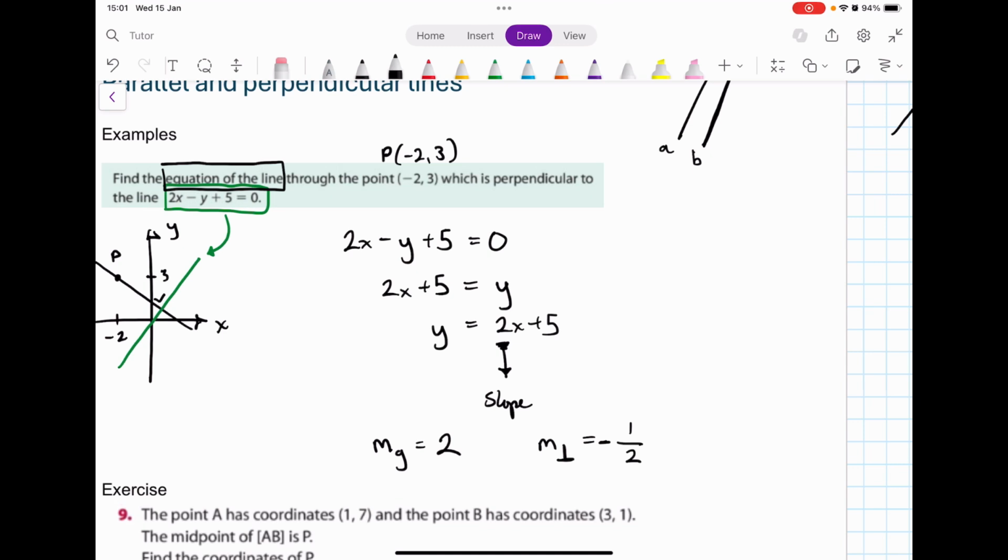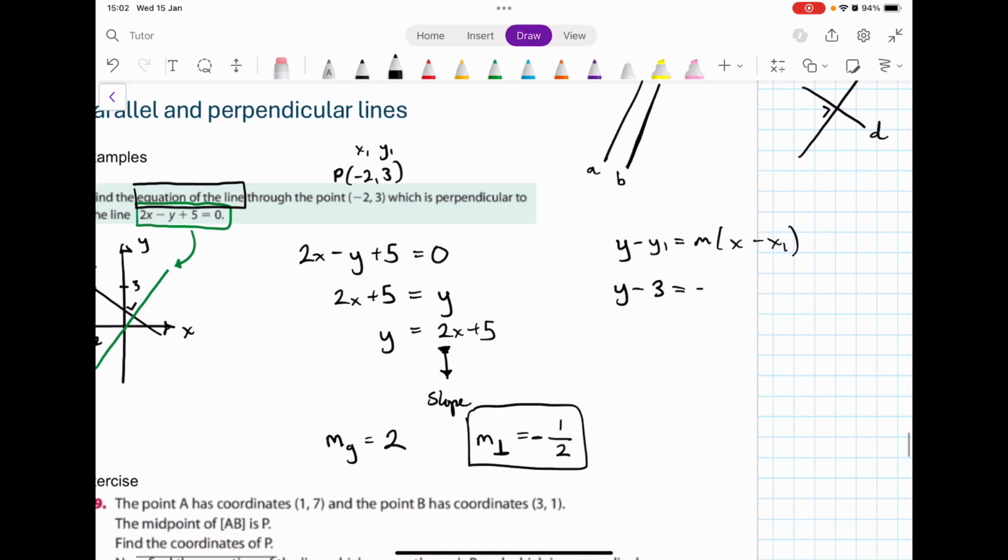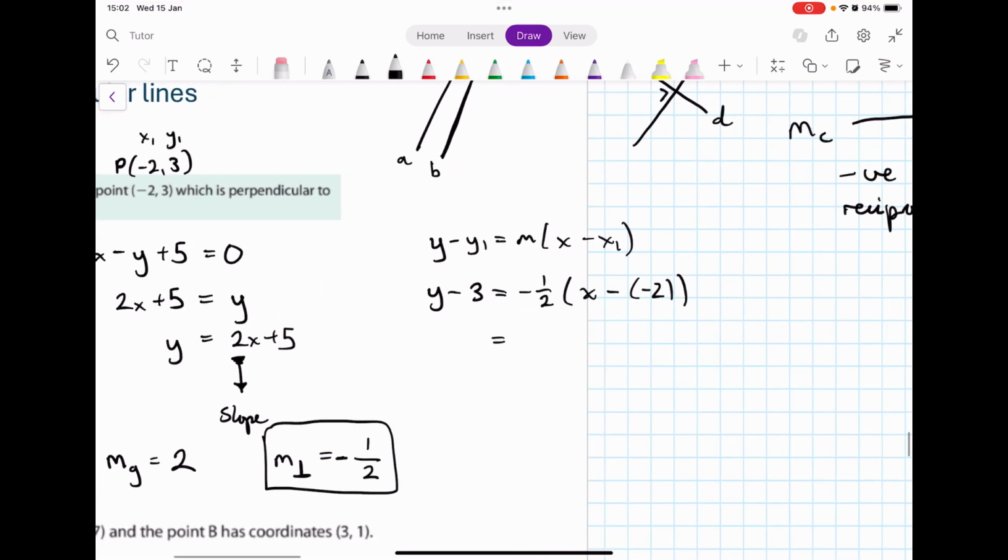Now we have the slope of the black line, and we have a point. So now we can use our general formula y - y1 = m(x - x1). So y - y1, where y1 is 3, is equal to m, which is the slope, and that's this slope here, right? The slope of the black line is -1/2, times x - x1, which is -2. Make sure all the signs are correct, so x minus negative 2.